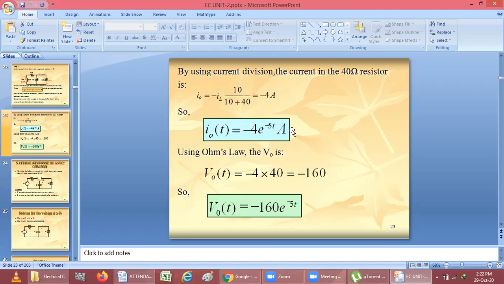Now you can apply Ohm's law to derive the value of voltage, and that will be V of t equal to I of t into R. R is 40 ohm, and I is 4 ampere. So 4 into 40, that will be minus 160.